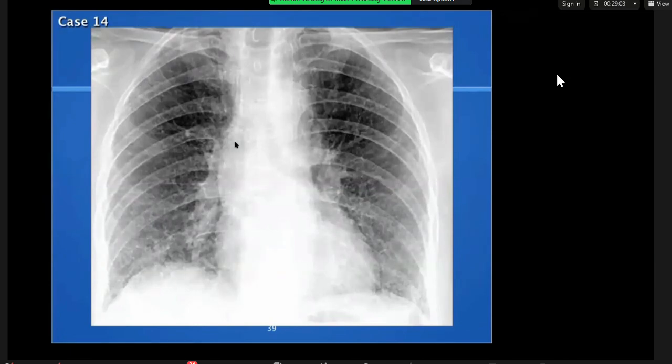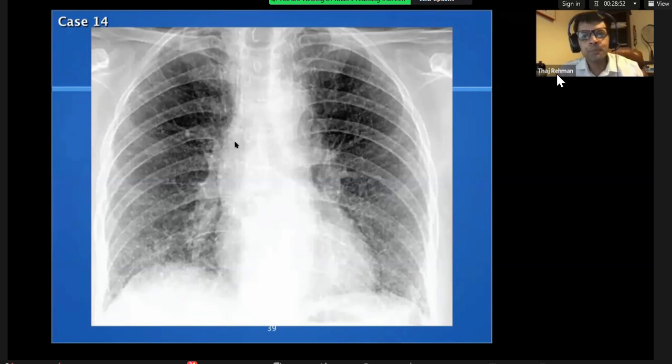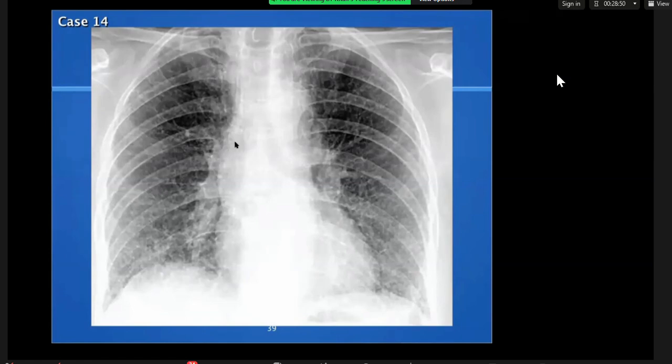Next, please. So again, a frontal chest X-ray. There are diffusely increased reticular markings involving both lungs. Just having a look. Distribution? It's more at the bases. Very good.